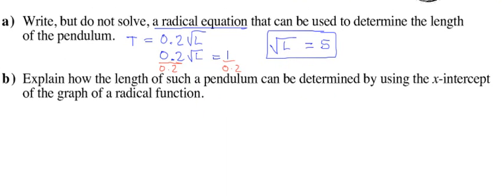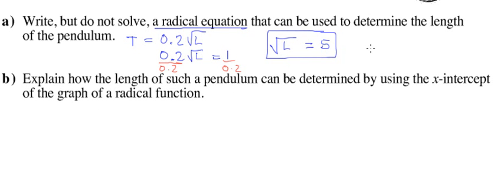Explain how the length of a pendulum can be determined using the x-intercept of the graph of a radical function. X-intercepts meaning zeros. Well, that means this equation is not quite going to do it. I guess they want one more step.